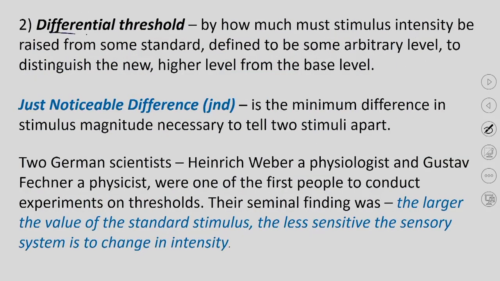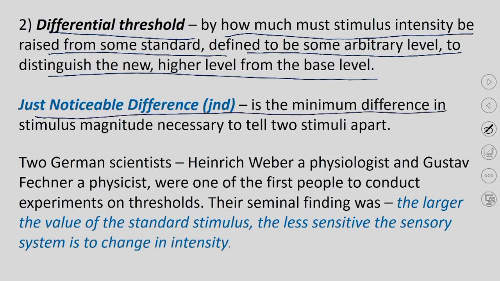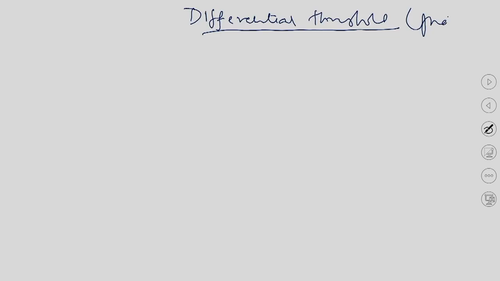So, then we have something called the differential threshold. What is the differential threshold? By how much must the stimulus intensity be raised from some standard defined at some arbitrary level to distinguish the new higher level from the base level. And that is called the just noticeable difference, the minimum difference in stimulus magnitude necessary to tell two stimuli apart. So, the differential threshold, or the just noticeable difference.